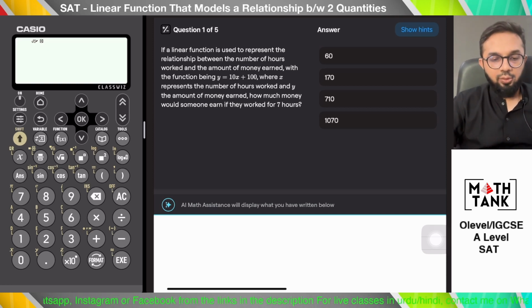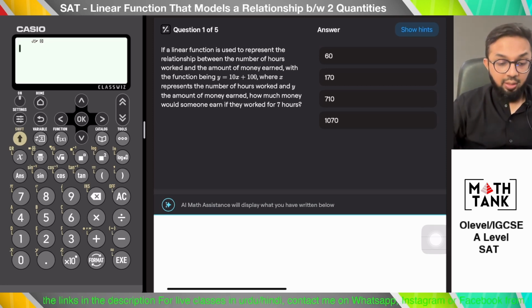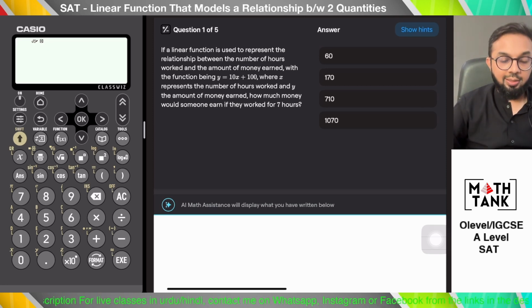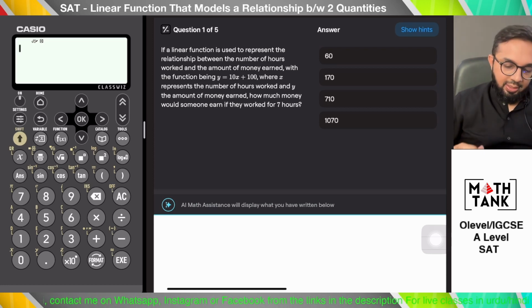Today's questions are about a linear function that models a linear relationship between two quantities. It's a long title. Okay, let's start solving the questions.